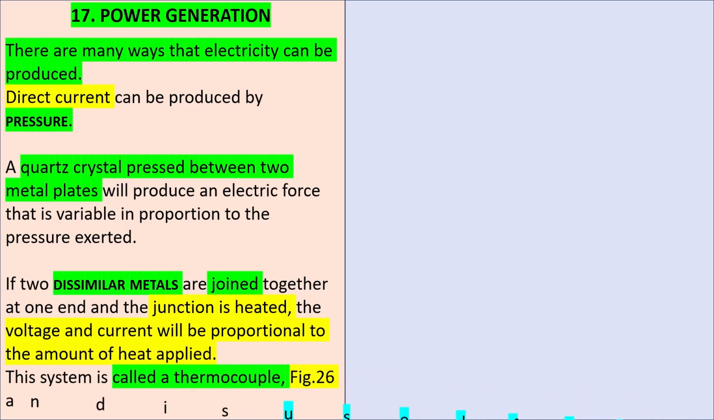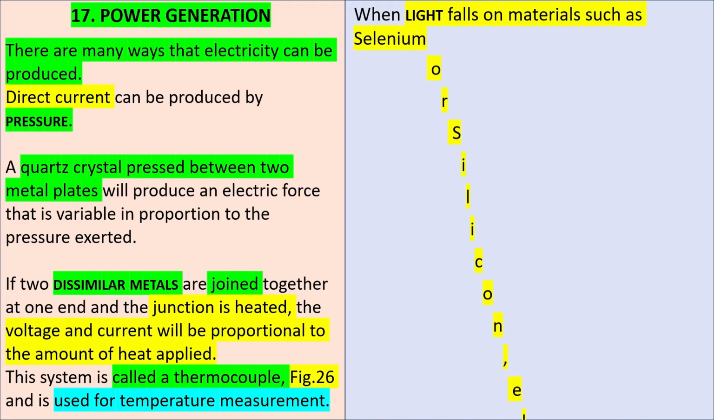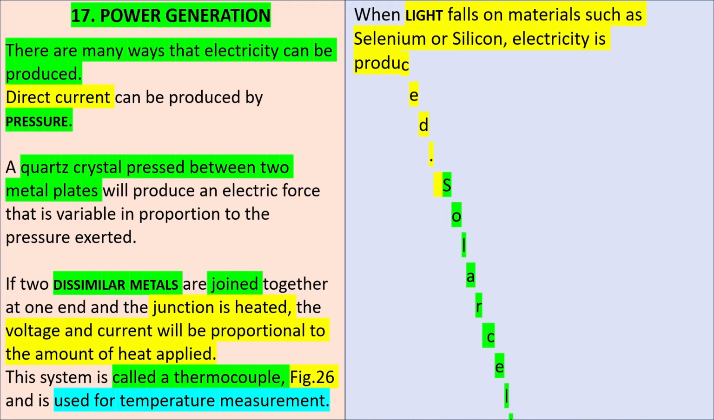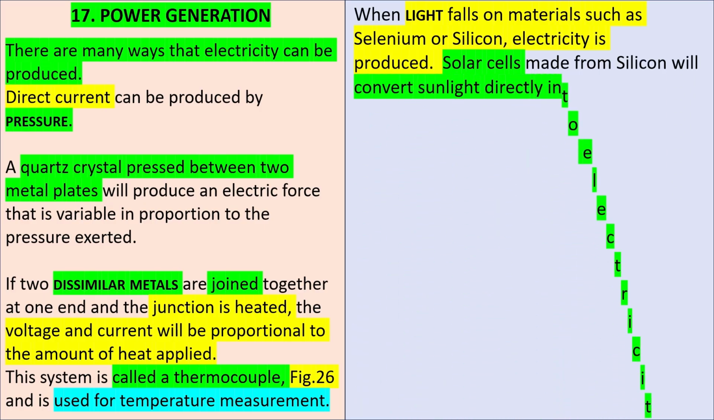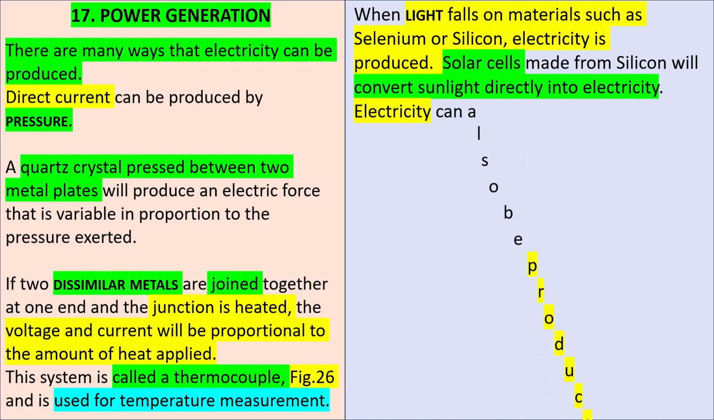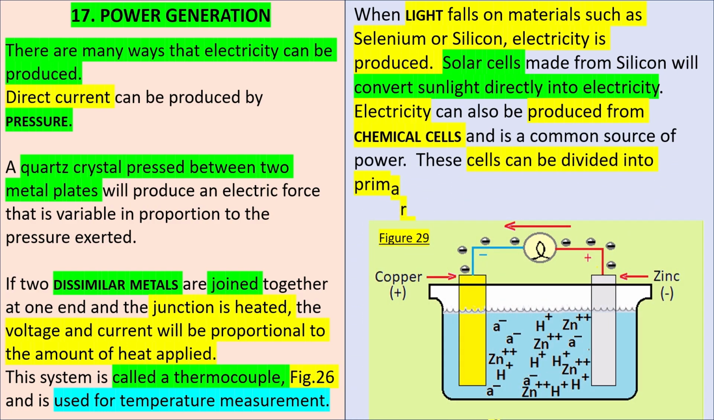This system is called a thermocouple, Figure 26, and is used for temperature measurement. When light falls on materials such as cesium or silicon, electricity is produced. Solar cells made from silicon will convert sunlight directly into electricity. Electricity can also be produced from chemical cells, and it is a common source of power. These cells can be divided into primary cells and secondary cells, storage batteries.